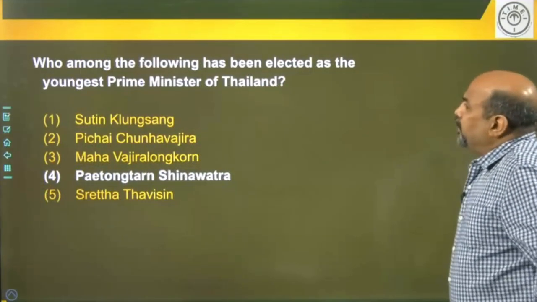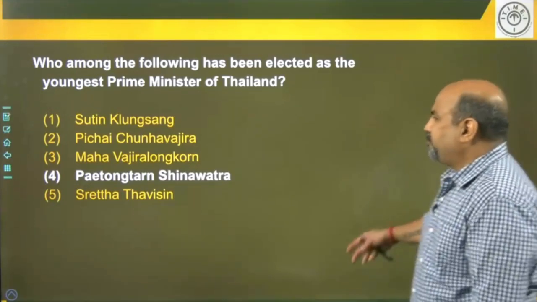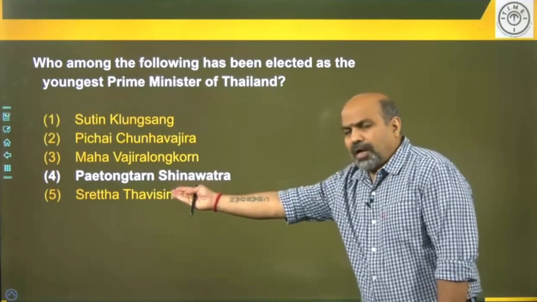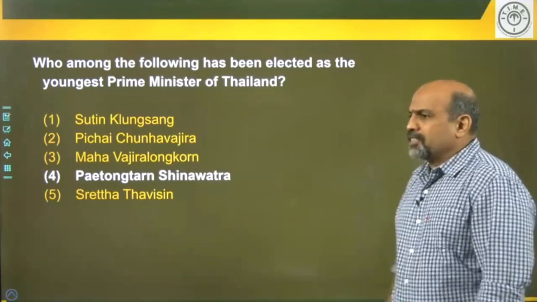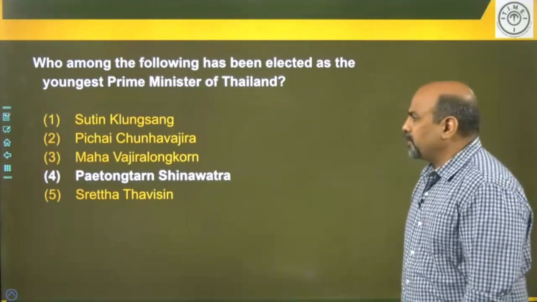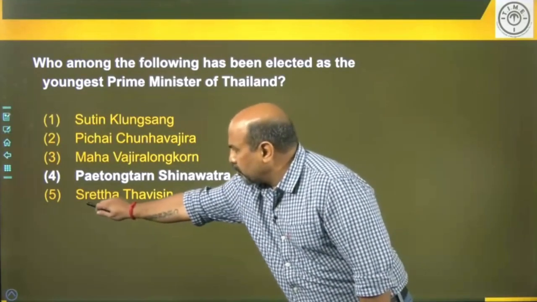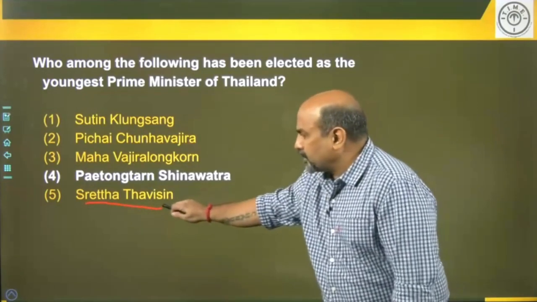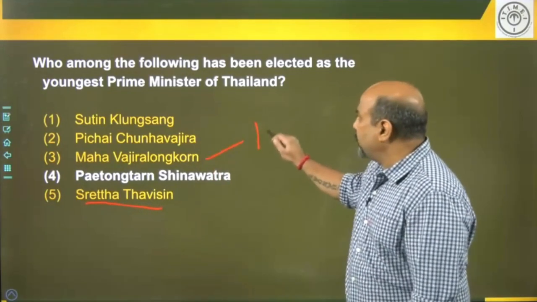Who among the following has been elected as the youngest Prime Minister of Thailand? Oh, I should have had her photograph. Paetongtarn Shinawatra. Her father is also an ex-Prime Minister of this country, Thaksin Shinawatra. Now, who is this? This guy has been thrown out. Shinawatra succeeds Srettha Thavisin, the outgoing Prime Minister.